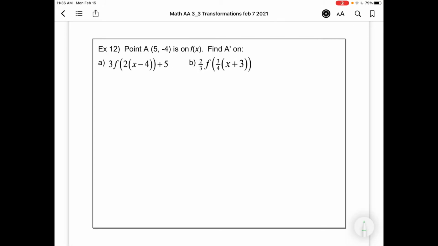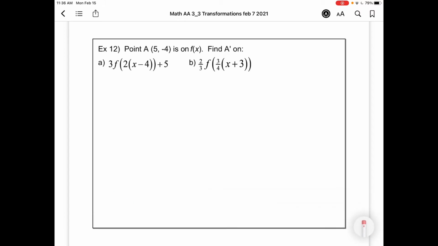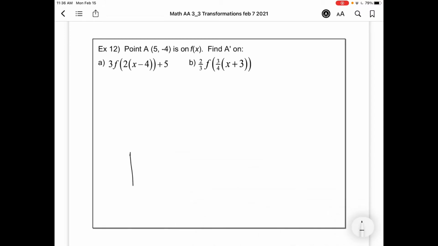We've got some point A, 5, negative 4 on f of x. We're wondering where it goes on some other graph, or some transformed graph, essentially. Okay, so let me make some decent axes here, and maybe I can sort of imagine what this looks like. I think it may be a bit miserable to do graphically. So 5, negative 4. 1, 2, 3, 4, 5, negative 4. There it is. There's our original point. Let's see what happens to it.